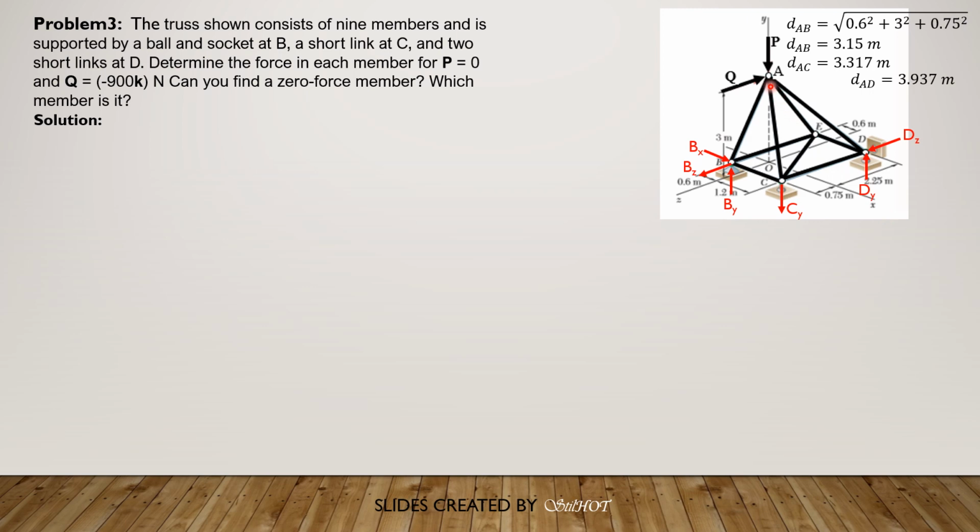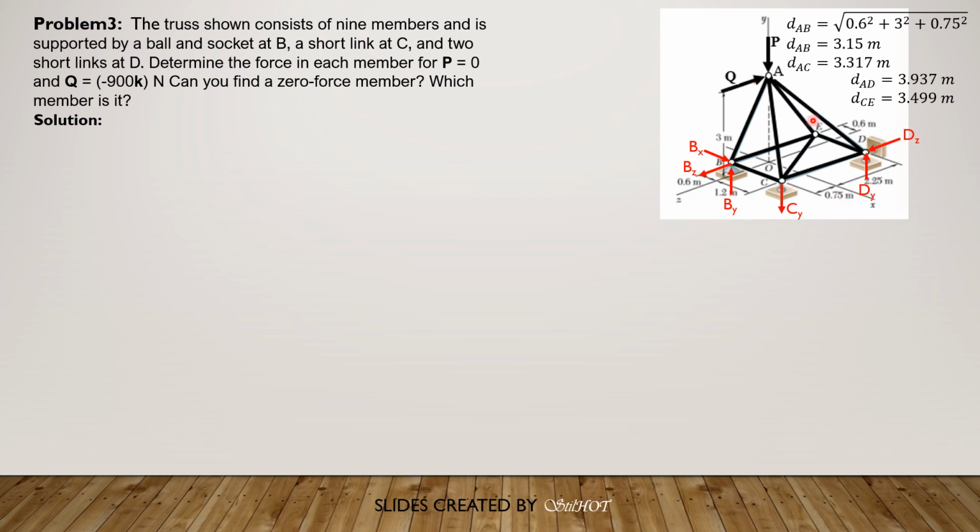And there's no need to compute distance AE because the zero force member based on the given figure is force of member AE. Force of member AE is 0 because that's the only force which is perpendicular to the planes of the 3 members BE, CE, and DE. So if you sum up forces Y equals 0, then force of E is 0. So the answer to the question, can you find a zero force member? Based on the given figure, it is member AE. So force of member AE is 0.